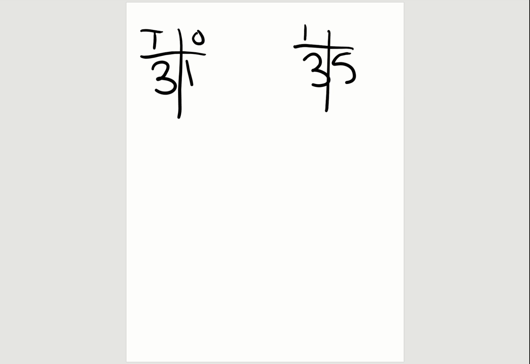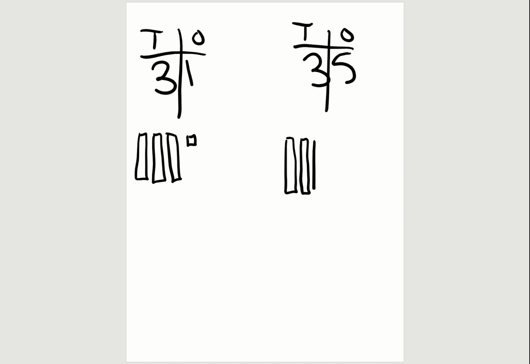So let's say I have the number 31, and I want to compare it to the number 35. Draw my little T-chart, tens and ones. This one's going to have 3 tens and 1 one. This one's going to have 3 tens and 5 ones. So when I go to compare these numbers, I want to see which one is bigger.